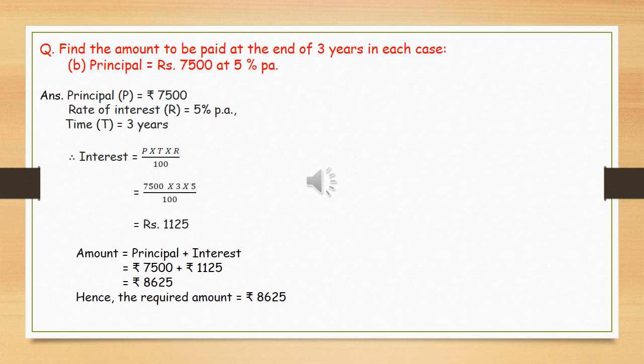We are replacing the values 7500 into 3 into 5 by 100. That is giving us rupees 1125. The formula for calculation of amount is principal plus interest. So rupees 7500 plus rupees 1125, which gives us rupees 8625.